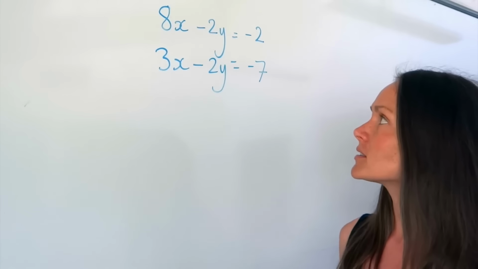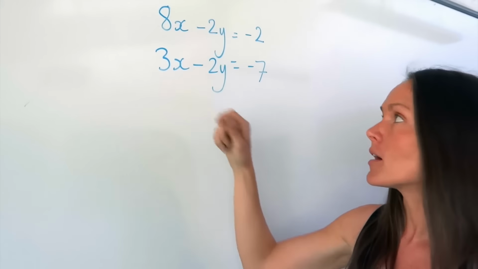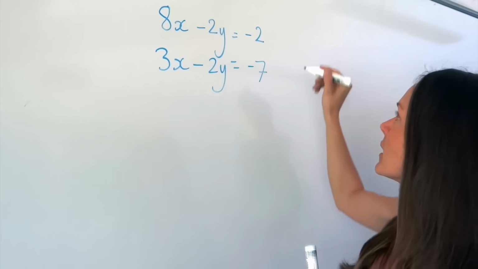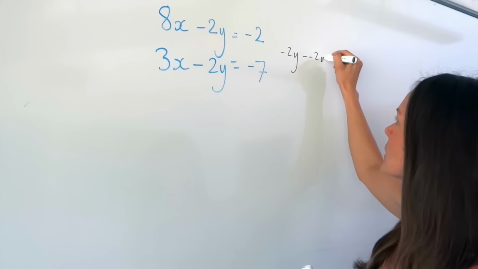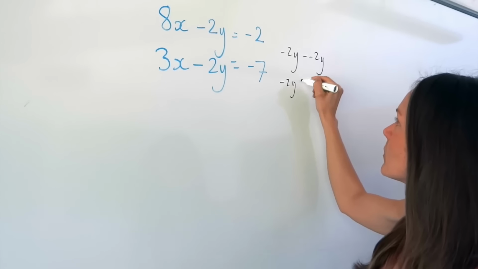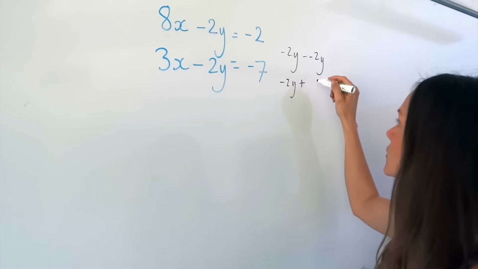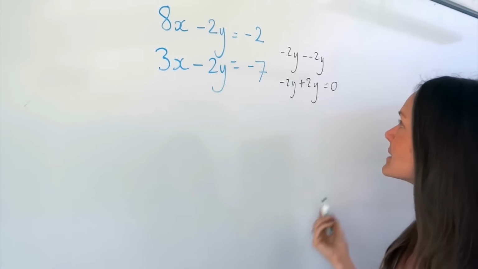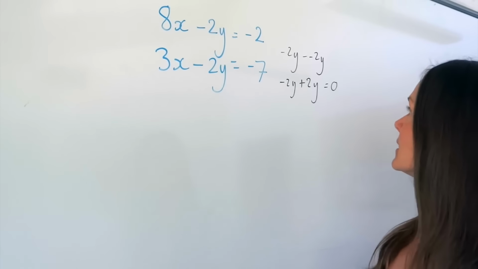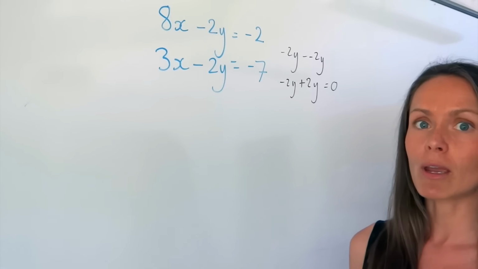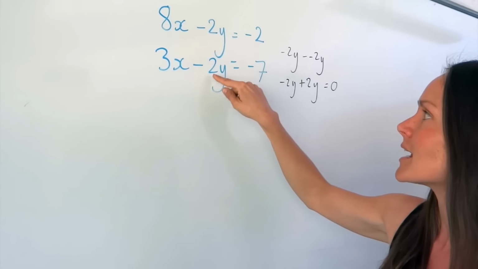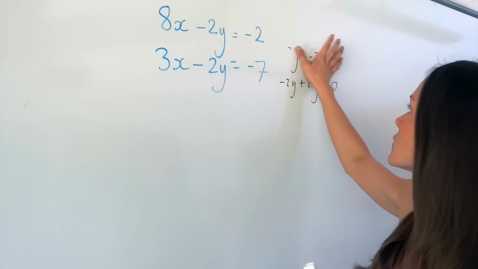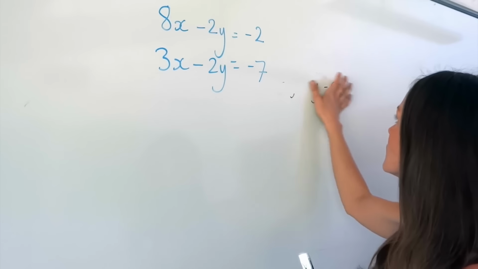If I subtract, well, 8x minus 3x is 5x, and minus 2y minus minus 2y turns into minus 2y plus 2y, because the 2 minuses turn into a plus, which gives me 0. So we're actually subtracting the 2 equations. So whenever you see the same sign here with the same number, you're subtracting. So let's subtract everything else.